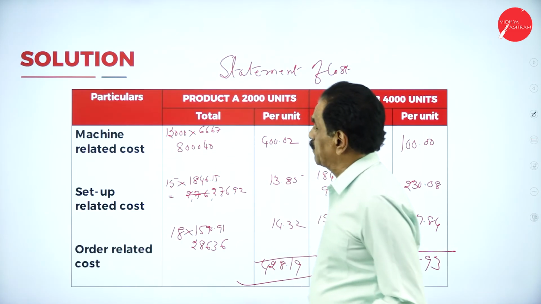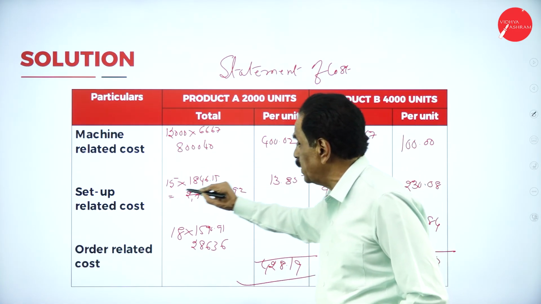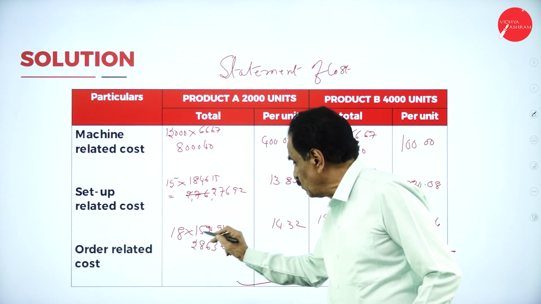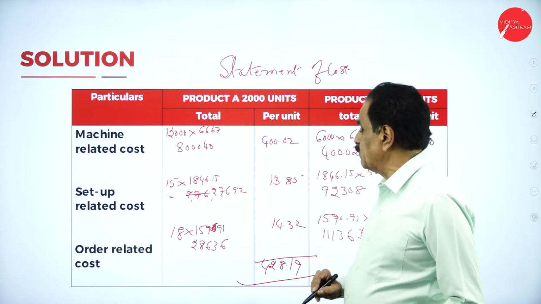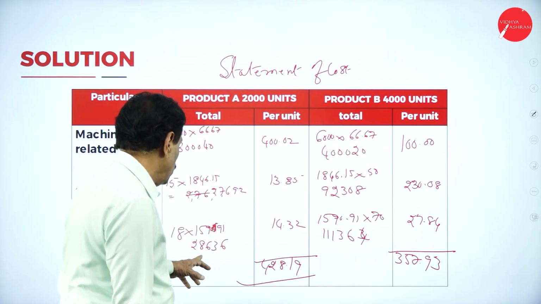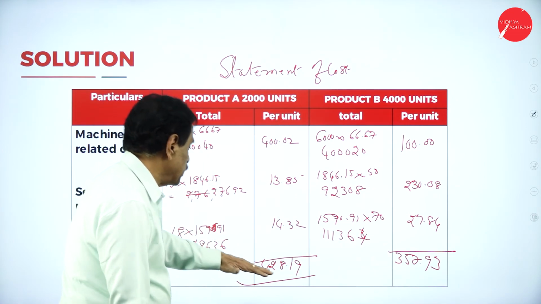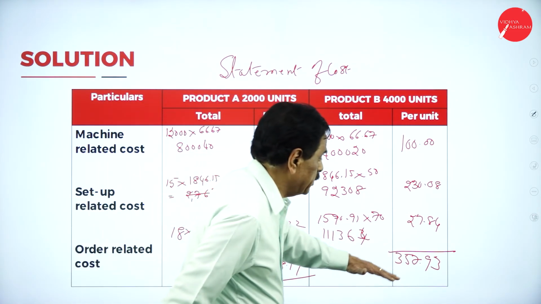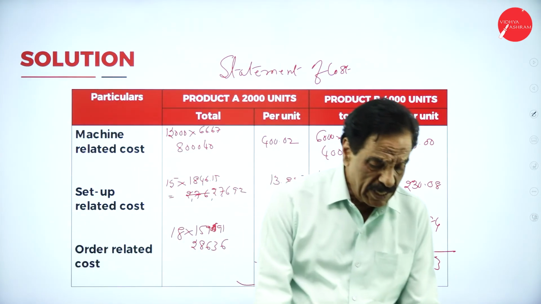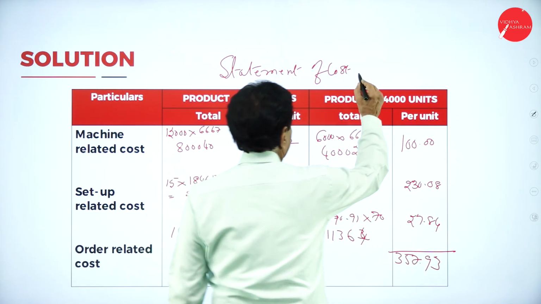If you go with machine A, 12,000 hours at 66.67 divided by 2,000 units. Then 1846.15 into 15, divided by 4,000. 1590.91 into 2, it will come here. Divided by 4,000 also. The cost comes to 428.99 and 357, almost near that. This is the statement of cost per unit.